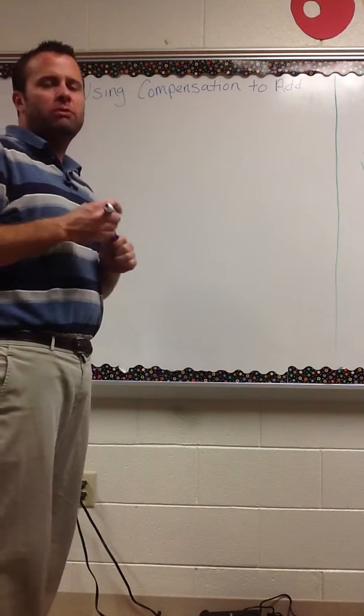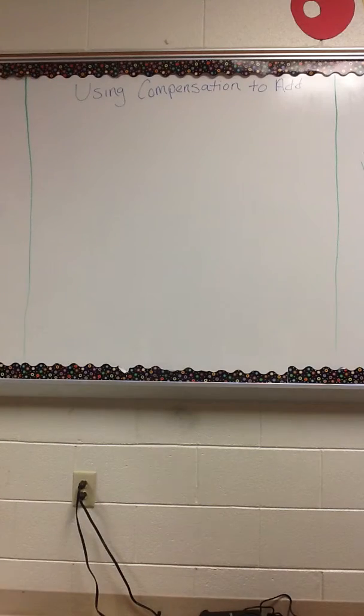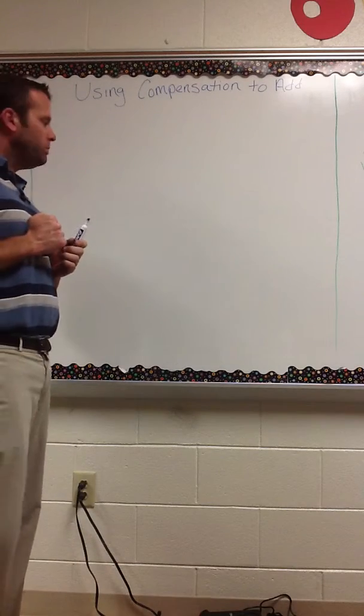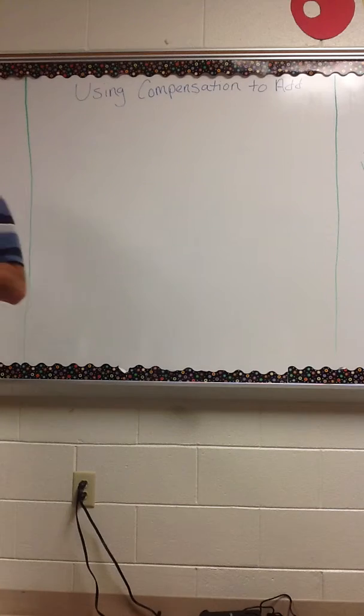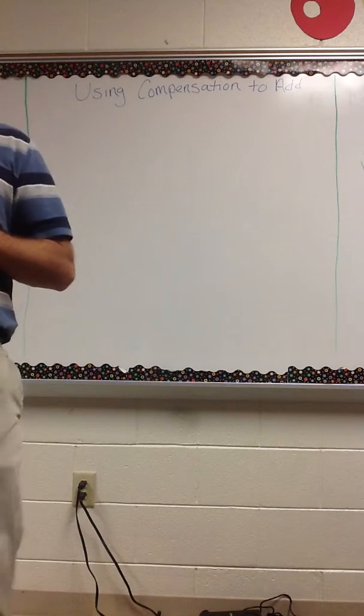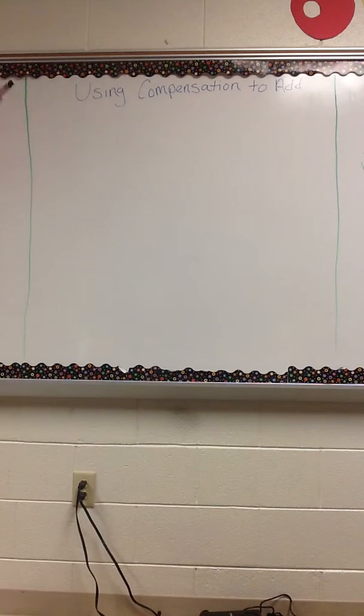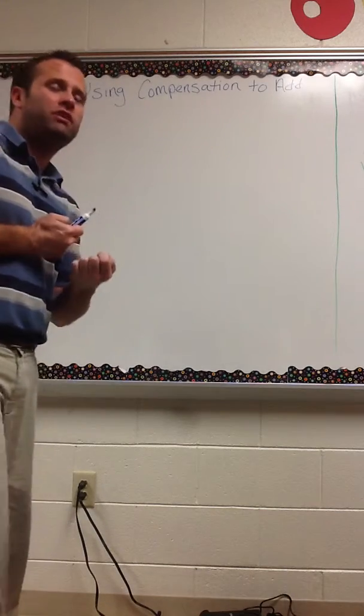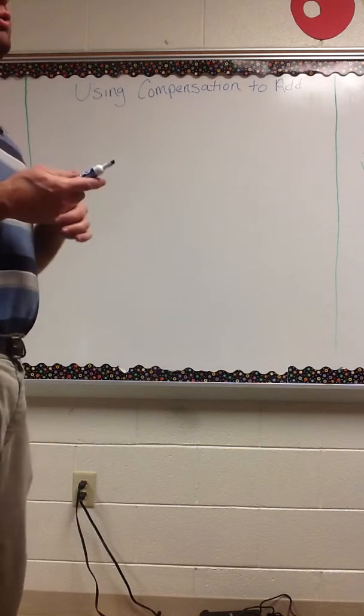In our last video we talked about making groups of 10. 1 plus 9 is 10, 2 plus 8 is 10, 3 plus 7 is 10, 4 plus 6 is 10, and 5 plus 5 is 10. And we could reverse that, and instead of saying 4 plus 6 is 10, we could turn it around and say 6 plus 4 is 10. We can do that all the way.